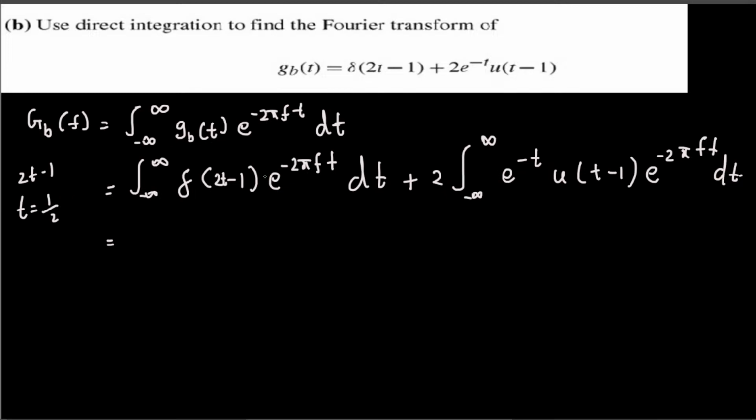Okay, so we can just do the integration directly, and the integration of an impulse function is always 1, and if we get rid of that, then it's only the integration of this, and for that we are going to have e^(-j2πf t), and the time is going to be just half.